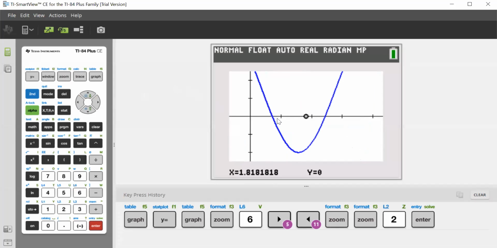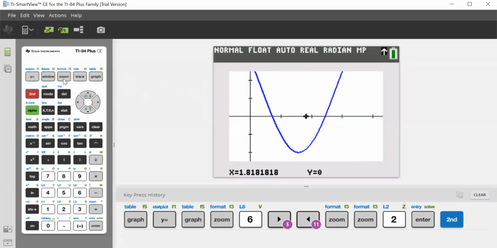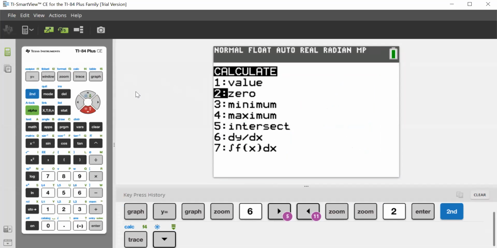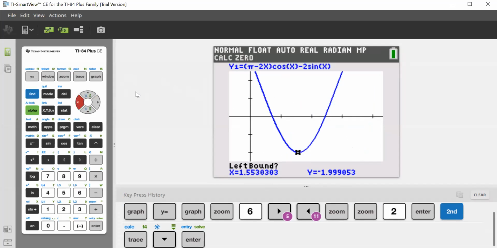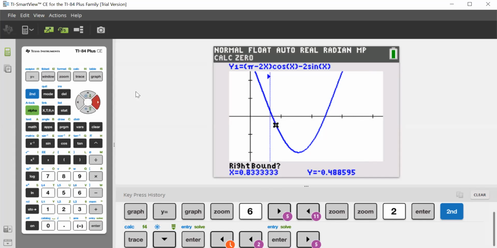We should be able to figure out what these values are and see if both of them or just one of them is less than pi over 2. So we'll calculate our 0, starting with something that's to the left of that intercept, and then something to the right, and it gives us 0.7104627.